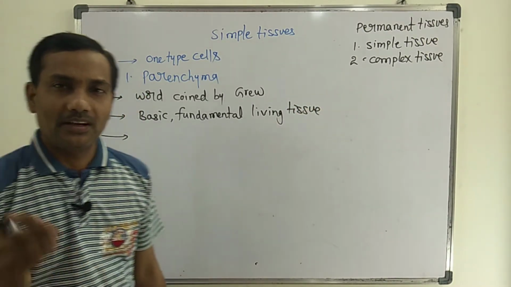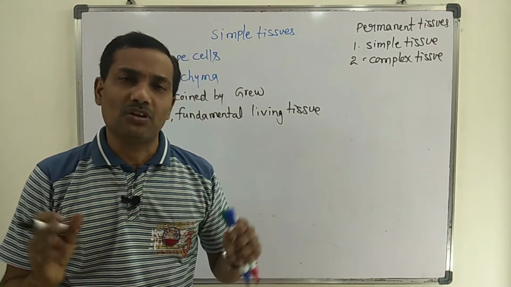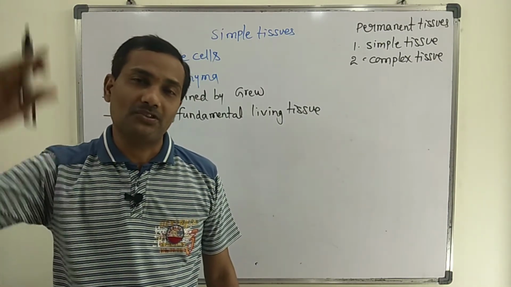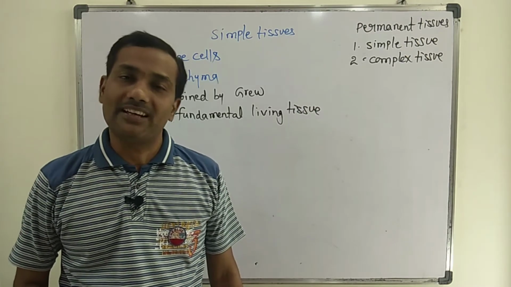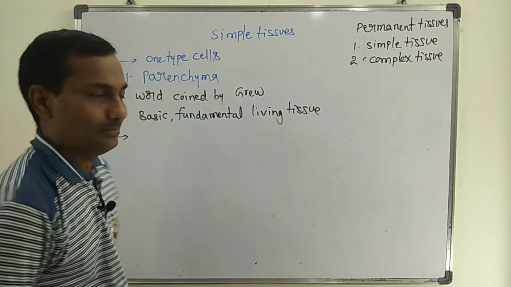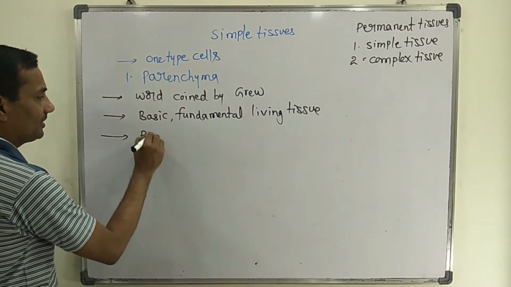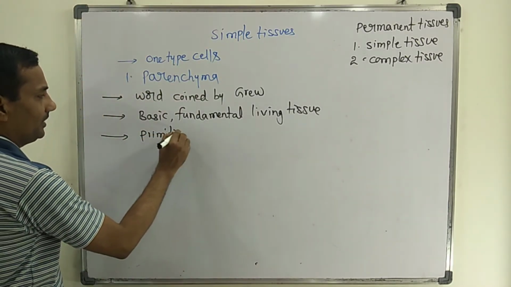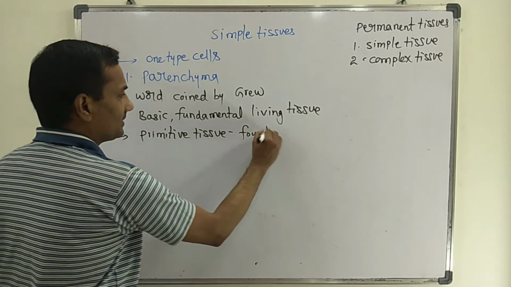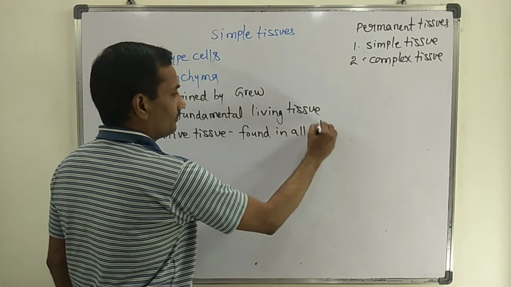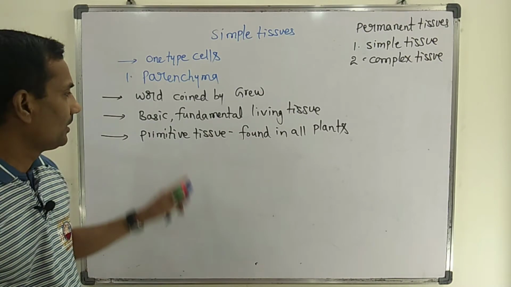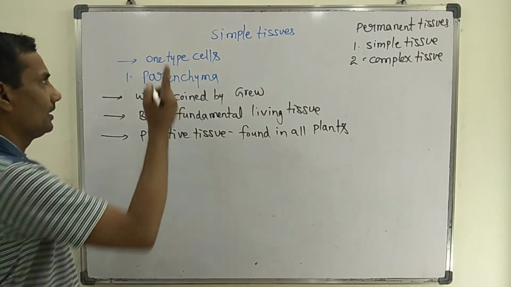Parenchyma is found in almost all plants, from primitive plants like bryophytes to advanced plants like angiosperms. In every plant you can observe parenchyma. That's why this parenchyma tissue is also called primitive tissue, because it is found in all plants.